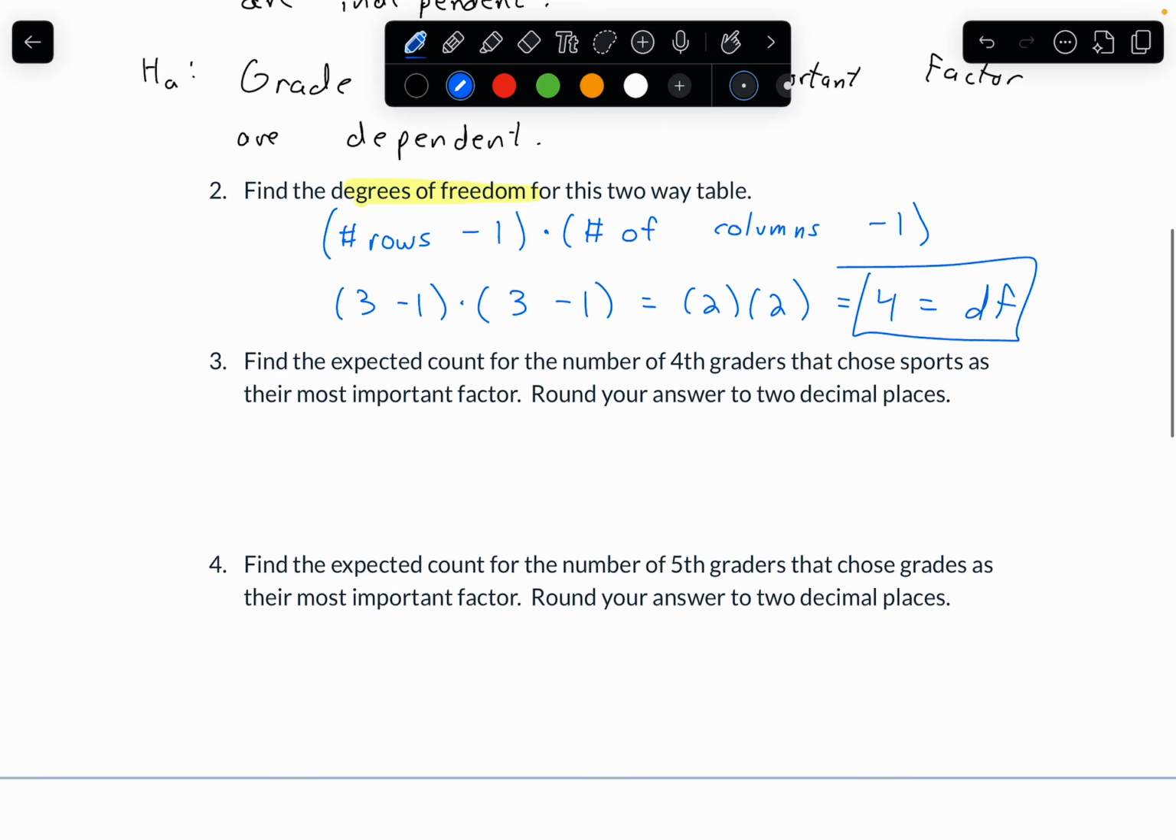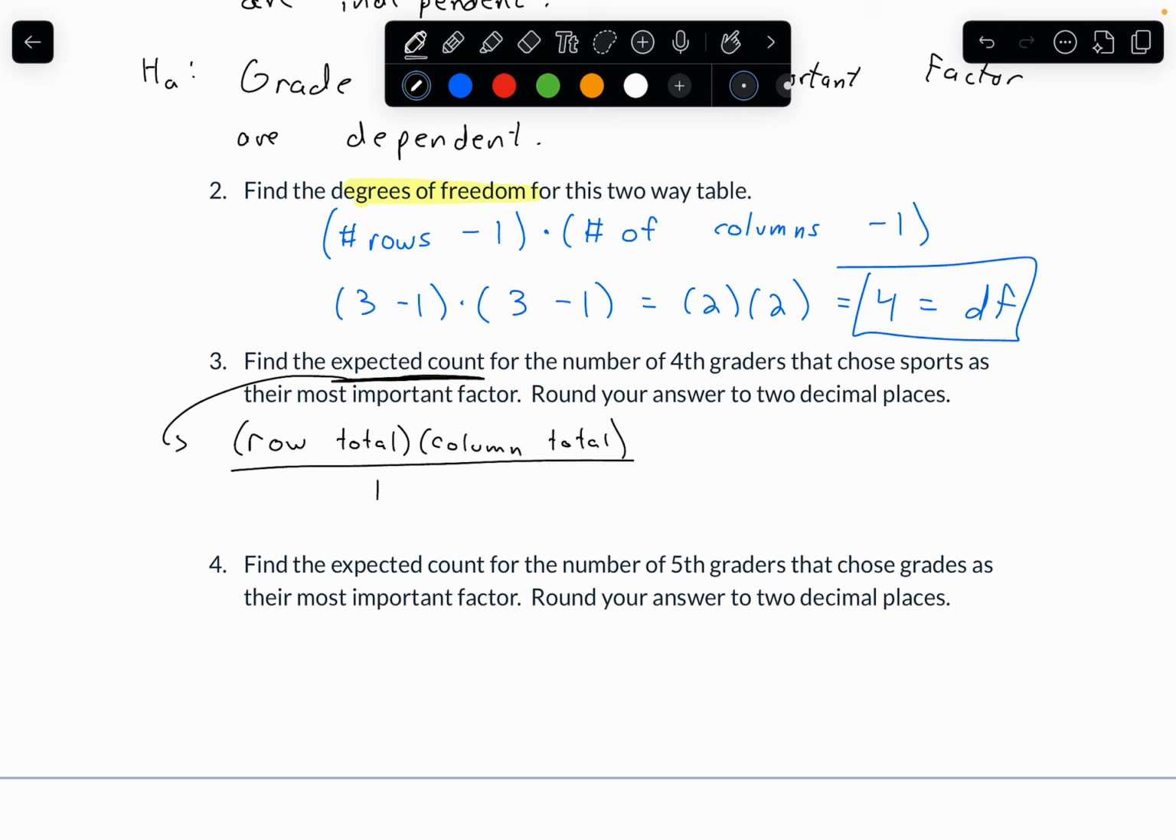The other thing that I'm going to ask you to do in these types of problems by hand is to talk about the expected count. So when we talk about the expected count of our particular cell, we need to know the row total times the column total. And then we need to divide that by the overall total, or the table total. So this is where we are going to be talking about those row and column totals, and they are going to come in handy here.